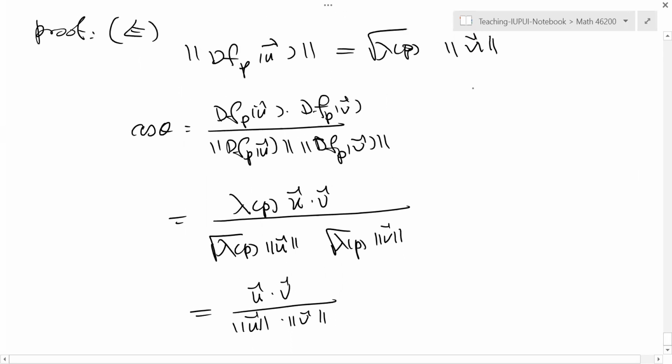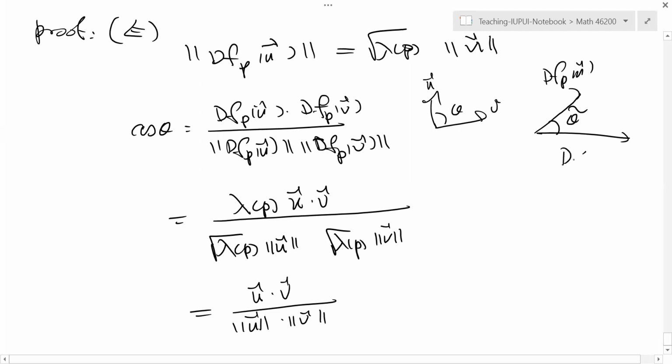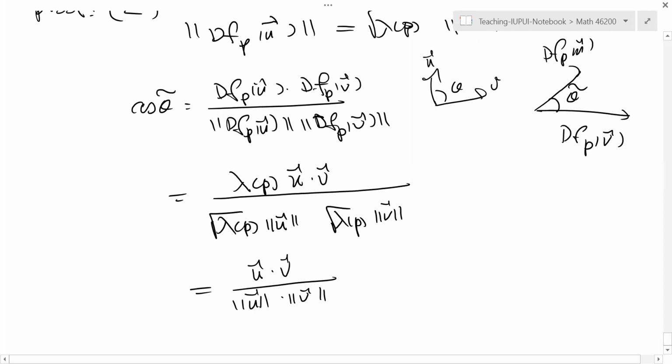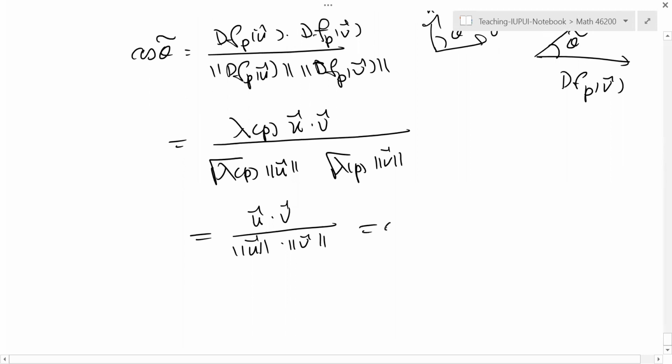If you want to look at the picture, this is the angle theta between u and v, and that is the angle between dF_p(u) and dF_p(v), which I call theta prime. Compute it, and it's the same cosine, so that implies theta equals theta prime. So that's why they have the same angle.